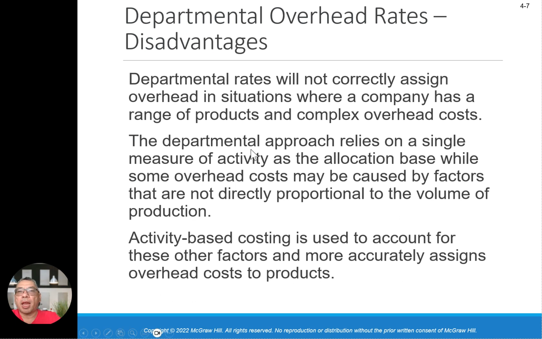For example, department rates will not correctly assign overhead in situations where a company has a range of product complexity and overhead costs. Okay, the department approach relies on a single measure of activity as the allocation base, while some overhead costs may be caused by factors that are not directly proportionate to the volume of production. Activity-based costing is used to account for these other factors and more accurately assign overhead costs to products.